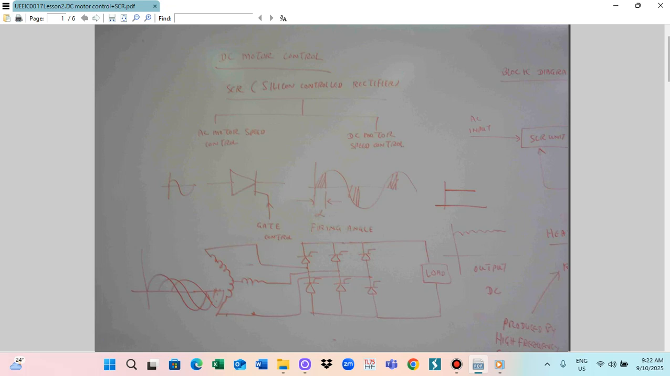The input can be either single phase or three phase. For a single phase system we use a full-wave rectifier bridge. On the three phase system we use a three phase bridge rectifier. Why we use the SCR control system is this: for the SCR, the input current will be this current, and here we provide a gate control.